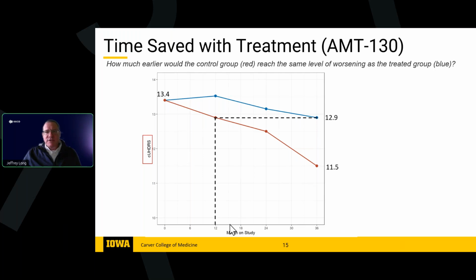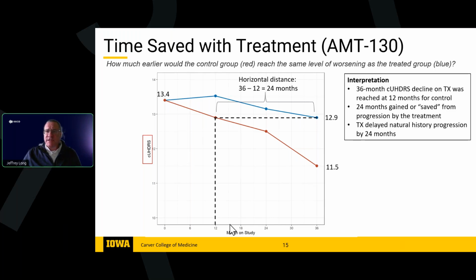And so if we go to the next image, we have a simple calculation of just the difference between when this value of 12.9 occurred for the treatment group and for the control group, and the difference is the delay of the treatment for this value, which in this case is 24 months or 2 years. Next. So our interpretation here would be that in a 36-month trial, the decline for the treated group was reached at 12 months for the control, so that there's 24 months gained or saved from progression by treatment, or treatment was delayed. The treatment delayed natural history progression by 24 months.